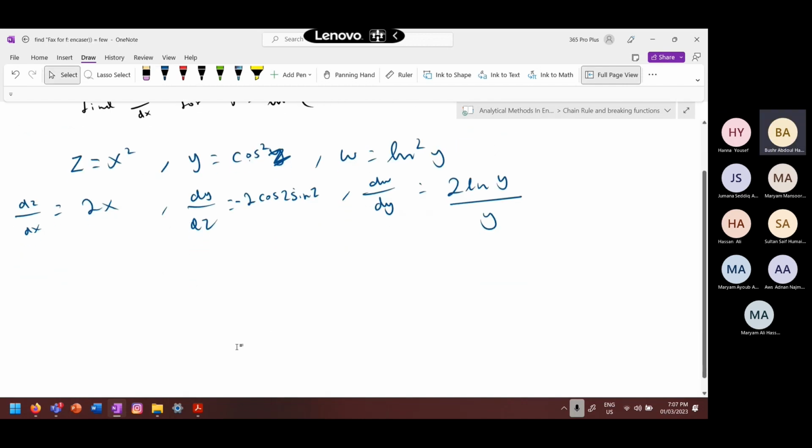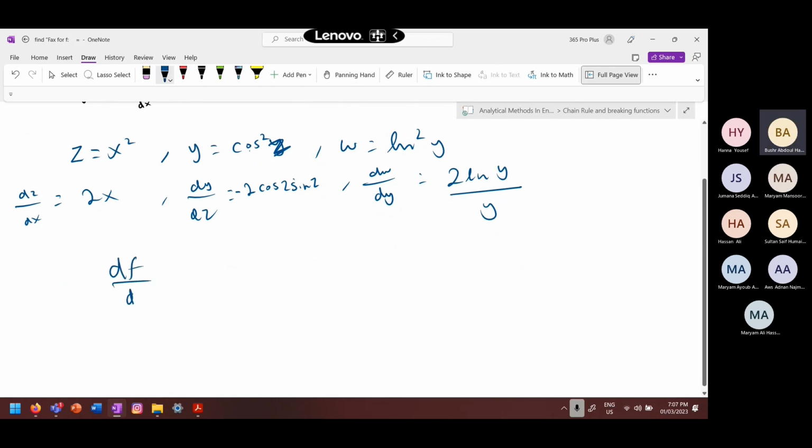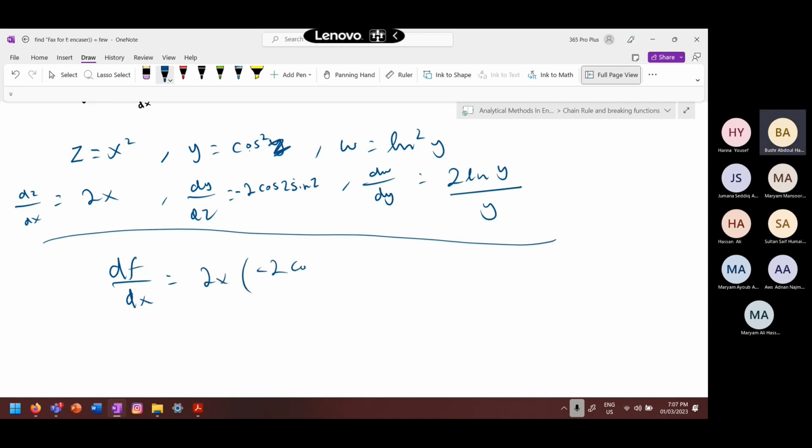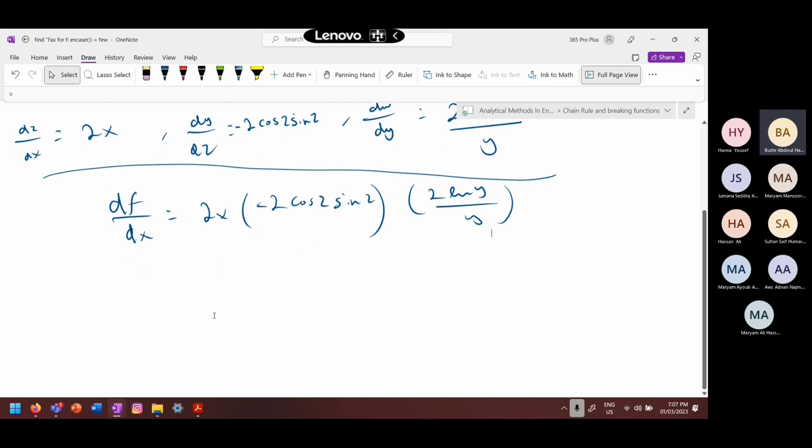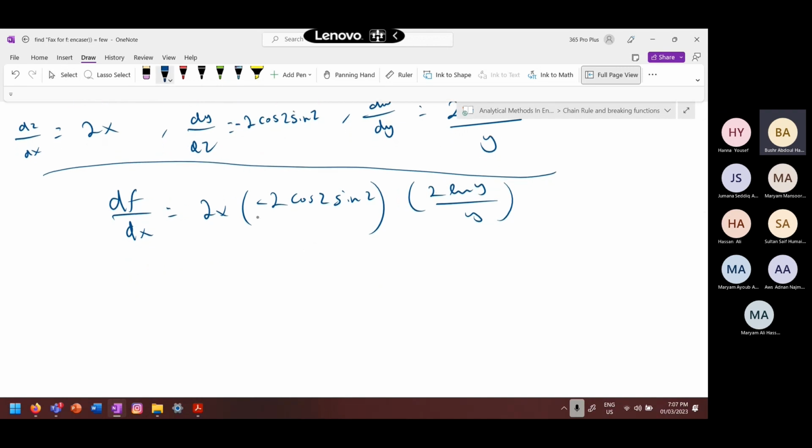All right. Now, for df dx, it's equal to the multiplication of all these terms. So we'll get 2x, negative 2 cosine z sine z, 2 ln y over y. Now you need to just expand it and substitute the old values, the yz or any other term you have. So just gather up the multiplications. You will have negative 8x, because this is the simplest form as for x.